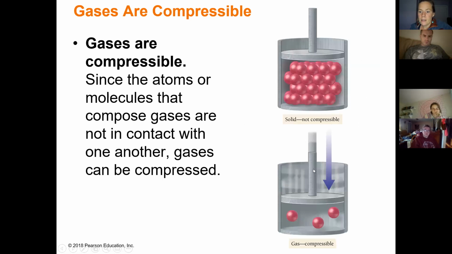So if we had two pistons over here, this piston is filled with a solid, or this could be a liquid. There isn't any room for the piston to move down. Now in a gas, there's so much space between these particles that we can compress that gas down. You guys interact with compressed gas on a daily basis, I'm sure. Whipped cream, that's all I can think of. Anytime you use aerosols, hairspray, stuff like that, those are all compressed gas.